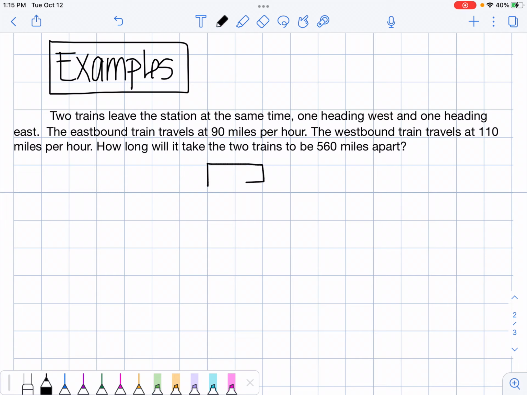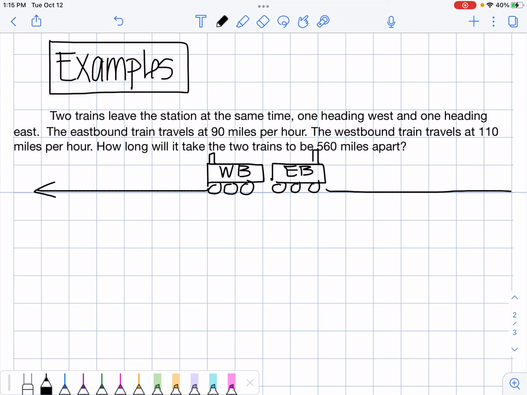They're not the best. So this is my train 1, and this is my train 2, my eastbound and westbound train. This is going to be my westbound train, and this is going to be my eastbound train. And they leave the station at the same time, one heading west and one heading east. The eastbound train travels at 90 miles an hour, and the westbound train travels at 110 miles per hour.